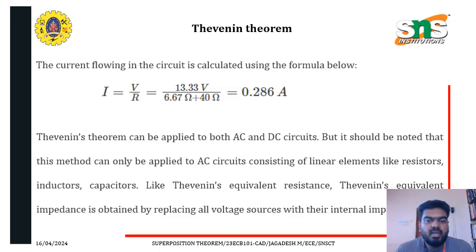To find the load current, we can use the I equal to V by R formula. The voltage value we know, and also the resistance value we know. From that, the current value is 0.286 amps. This is the load current value. So these are the steps we have to follow to find the equivalent circuit for the given complex circuit by using Thevenin theorem.